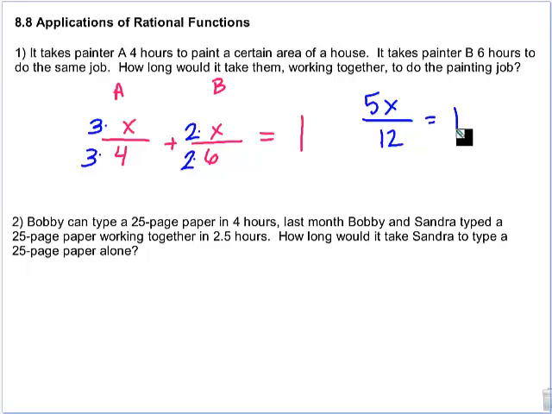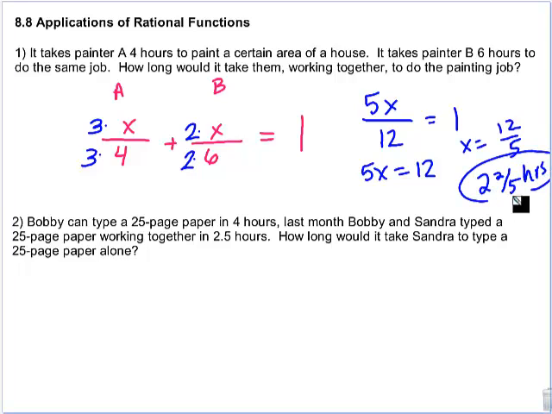And then how would we solve this for x? Multiply by 12. So 5x is 12. Divide by 5, so x is 12 fifths, or 2 and 2 fifths hours. I don't care if you leave it as a mixed number or if you write it as a fraction.